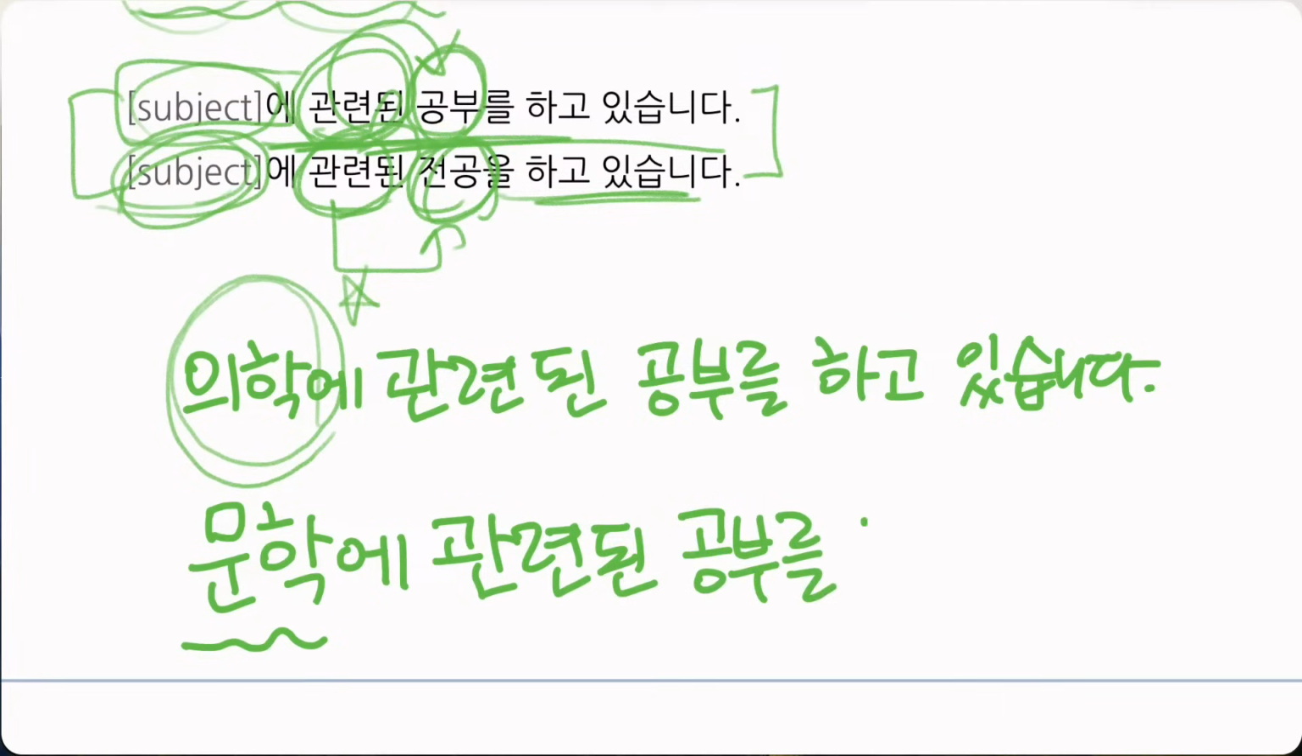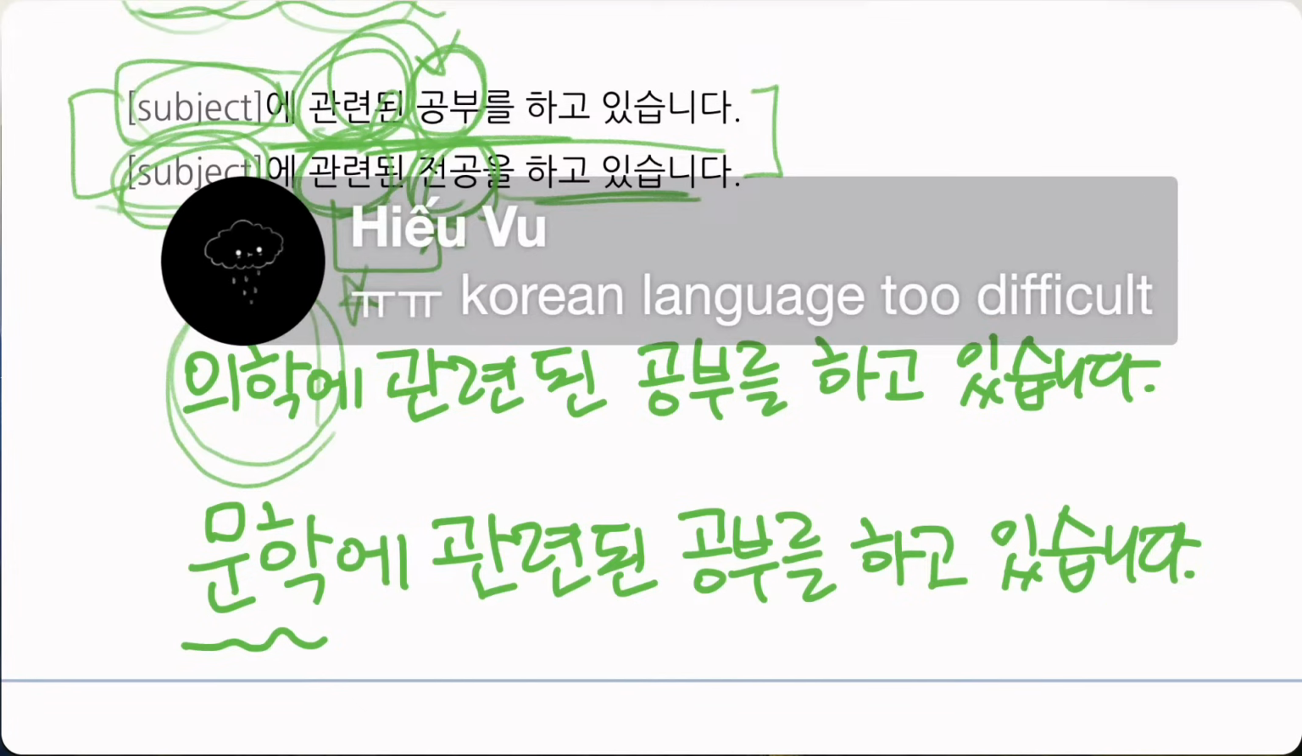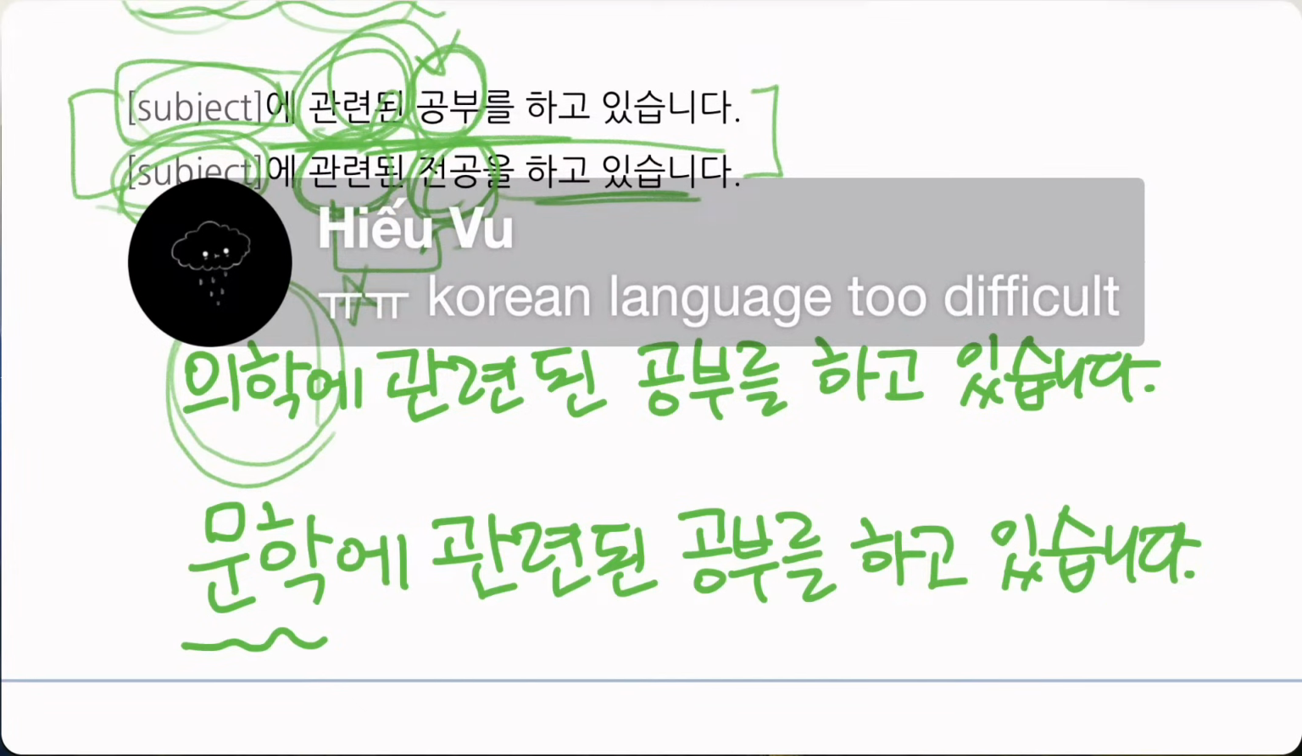공부를 하고 있습니다. 이런 식으로 할 수 있어요. 그리고 장민님, 과학에 관련된 전공을 하고 있습니다. So you're studying something related to 과학, science. Perfect. 좋습니다. 그 다음에 Korean language too difficult.